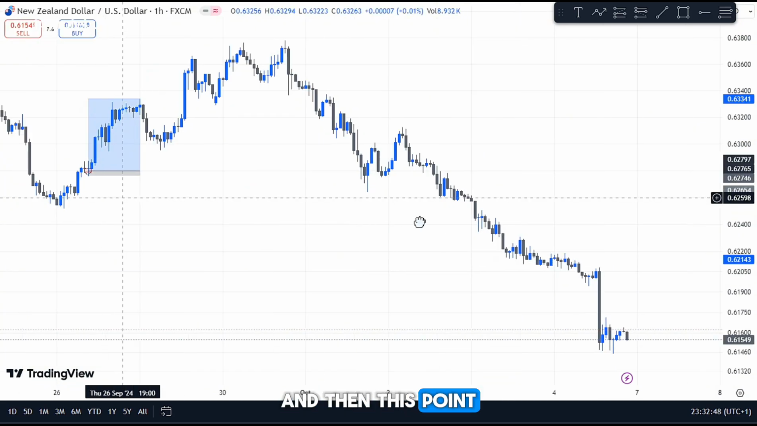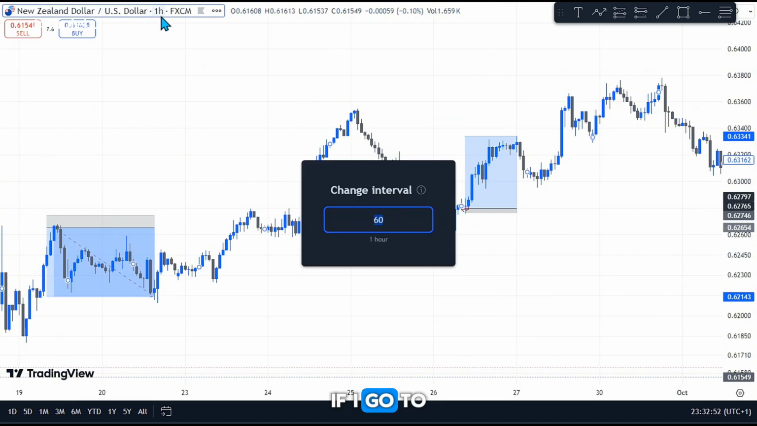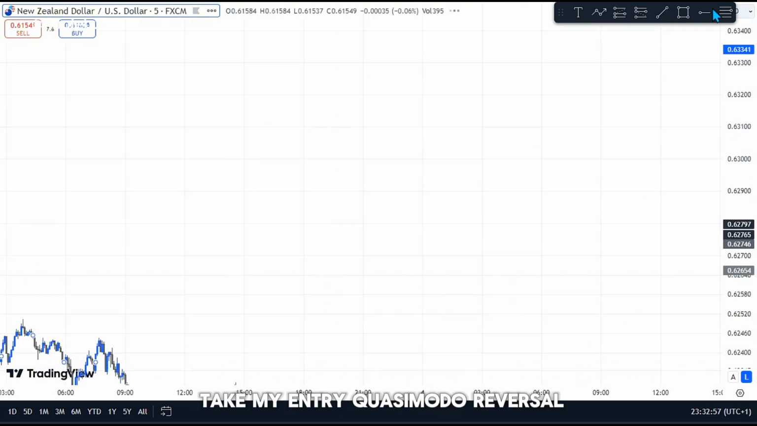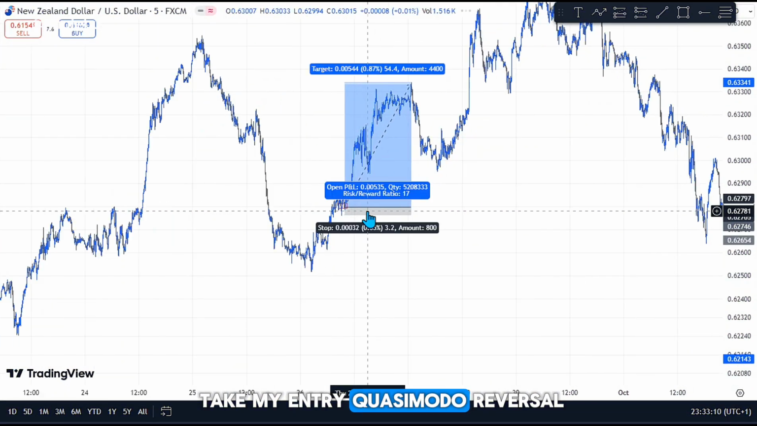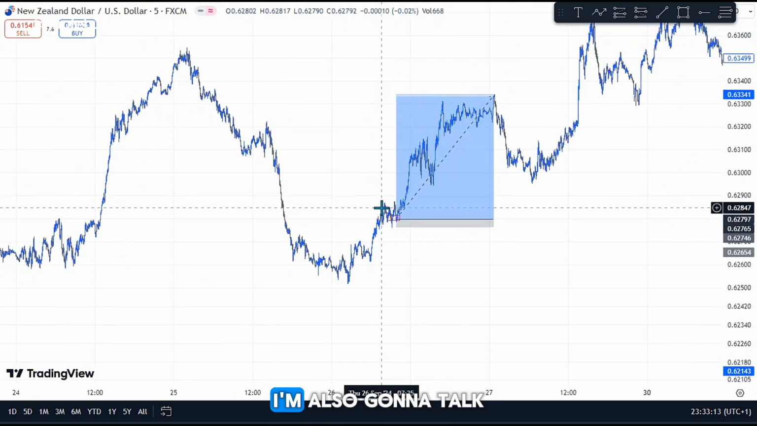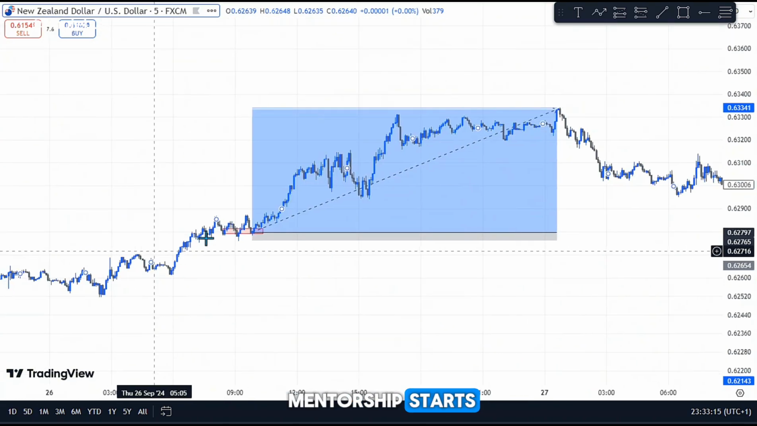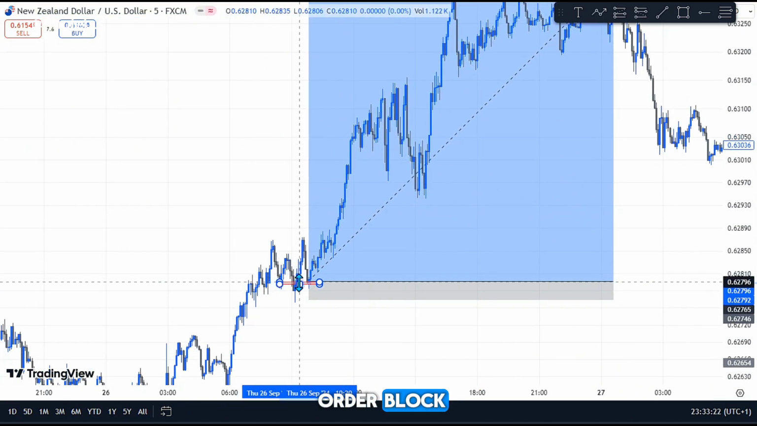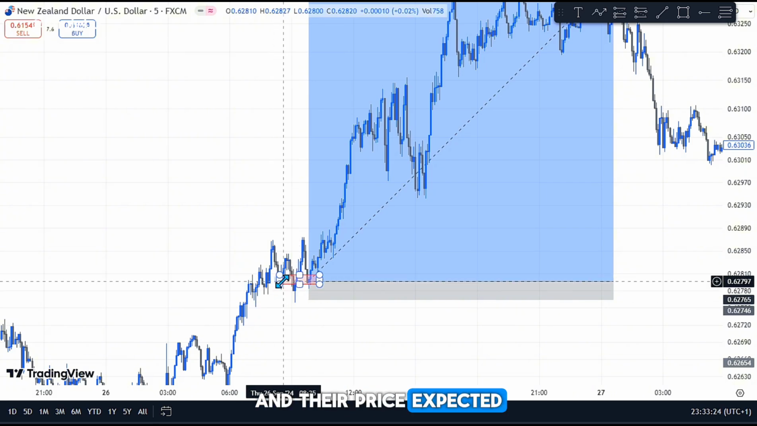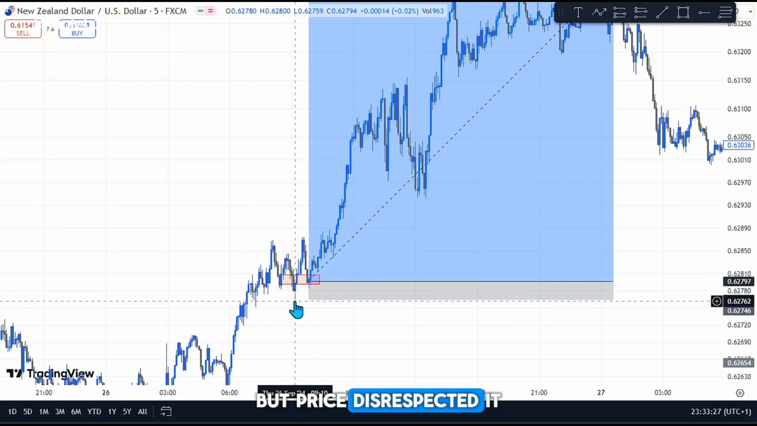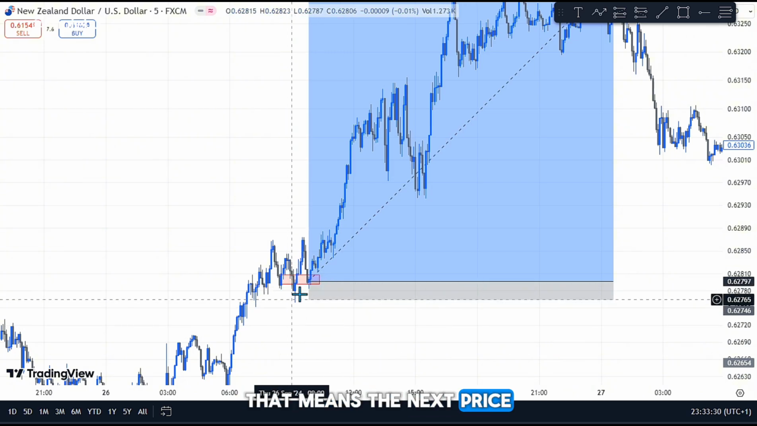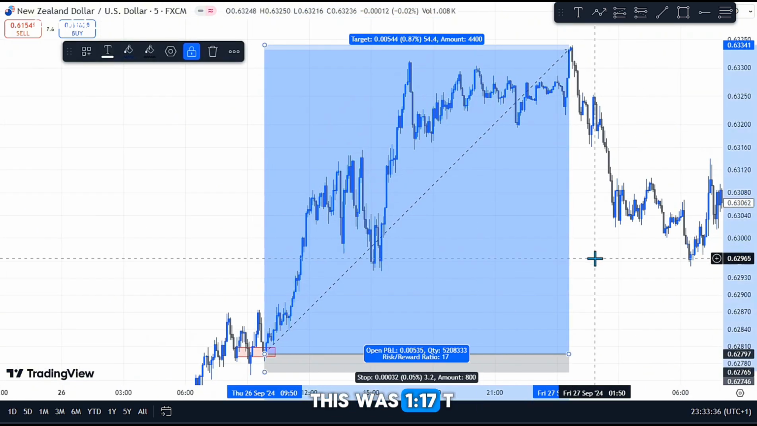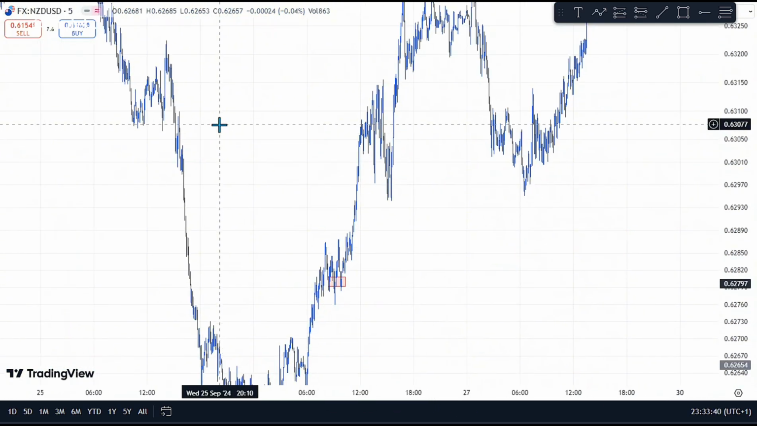So guys, this is why I took this trade, it is very simple. If I go to the 5-minute time frame, you're gonna know it. I use what is called a QMR to take my entry. Quasi-modal reversal. I've talked about this in my previous videos. I'm also going to talk about it when my mentorship starts. And the mentorship is free, so just subscribe to the channel so that you're going to see it. So this is an order block, and then price was expected to come into it and buy, but price disrespected it, so it's a failed order block. That means the next time price comes back to the order block, we're gonna buy from there. And you see, this was 1:17. TP was hit.